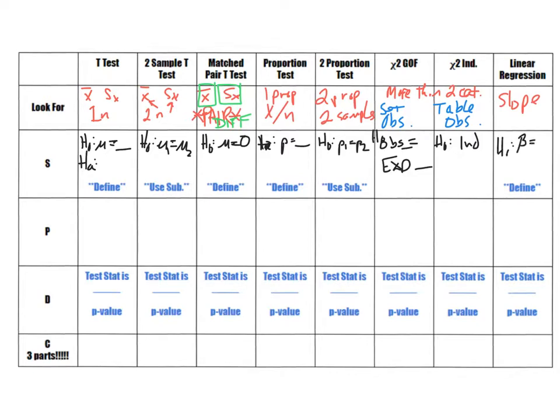Okay, and for linear regression, the null, remember this is where we have that beta. The slope is 0. And again, we have to define that. The beta is the population slope between X and Y.